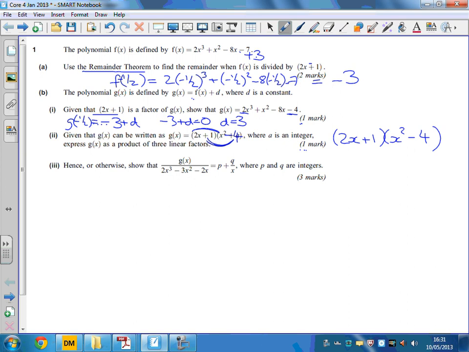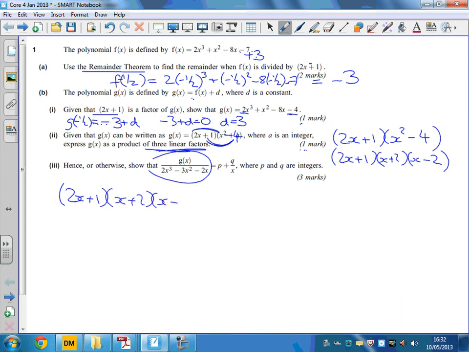Don't stop there. It says 3 linear factors. That means we need to do the year 10 factorisation of this. X plus 2 and x minus 2. That all leads us on to this bit here. We've then got our g of x. We've just worked that out. And that's the x plus 2 and the x minus 2.